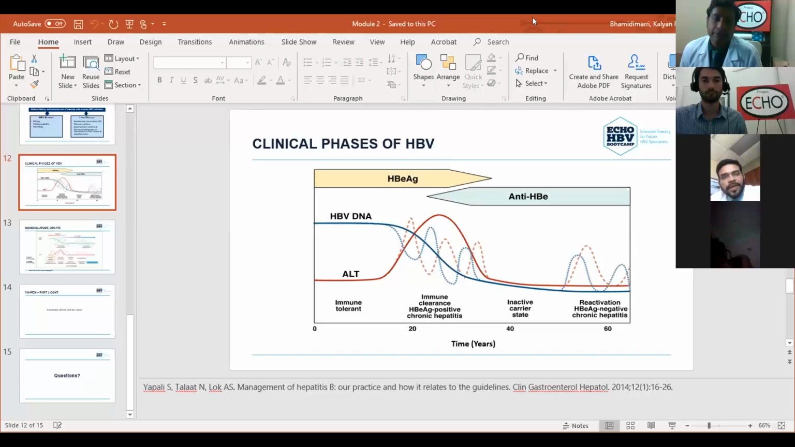But if the patient has surface antigen, definitely this is a patient who you would like to treat even when getting biologic therapies.